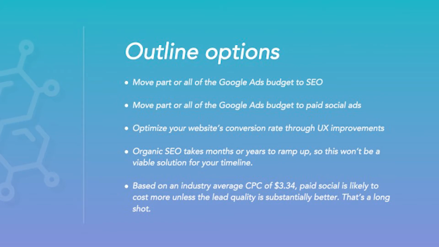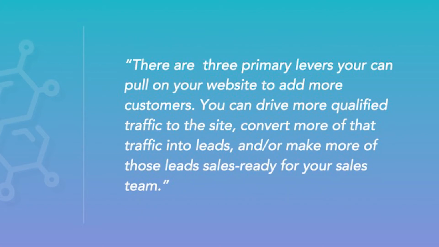Organic SEO takes months or years to ramp up, so this won't be a viable solution for your timeline. And based on an industry average CPC of $334, paid social is likely to cost more unless the lead quality is substantially better. That's a long shot. There are 3 primary levers you can pull on your website to add more customers. You can drive more qualified traffic to the site, convert more of that traffic into leads, and/or make more of those leads sales ready for your sales team.